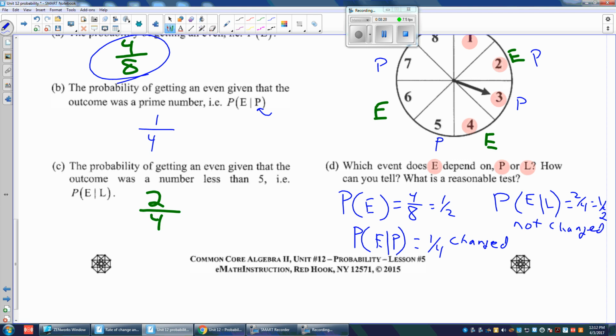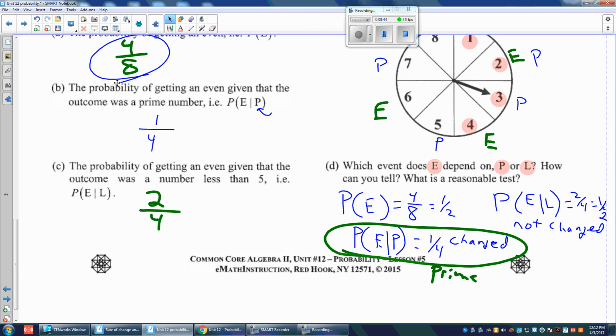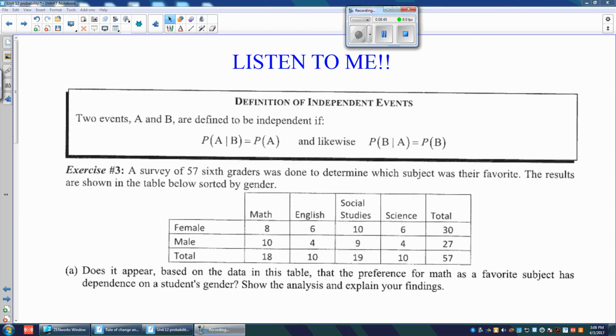So, which event does even depend on? The probability that it's prime. Because the answer changed. On to the next page.